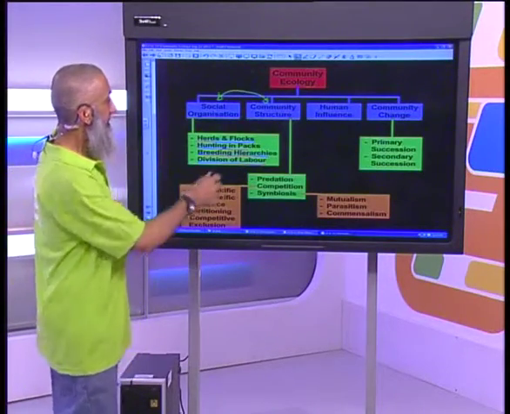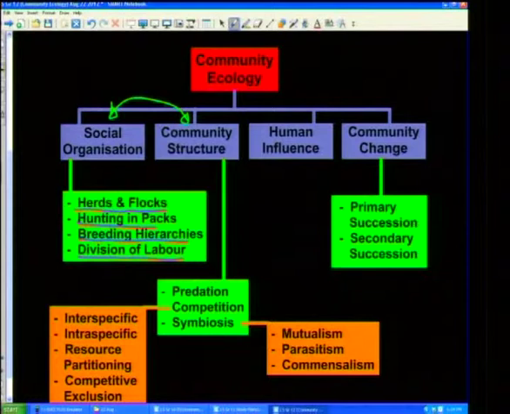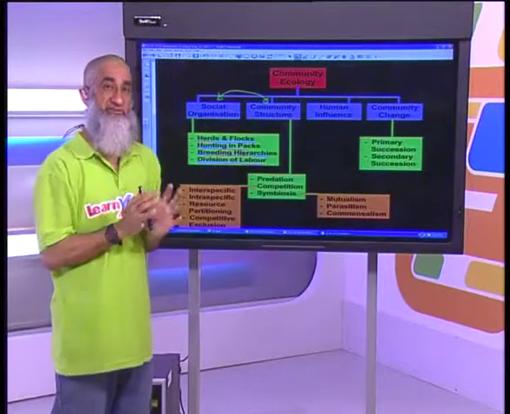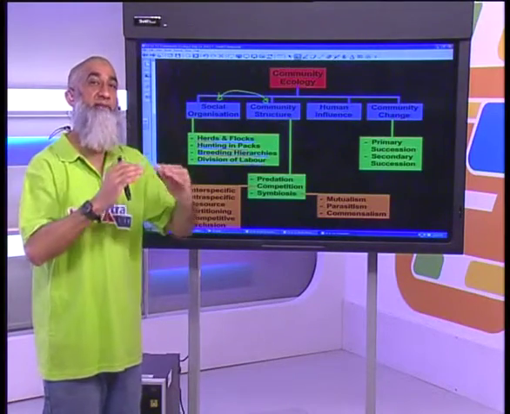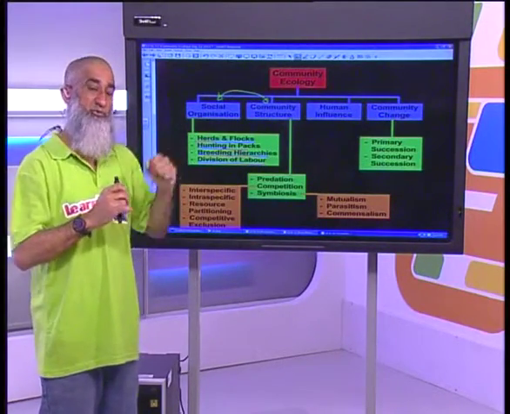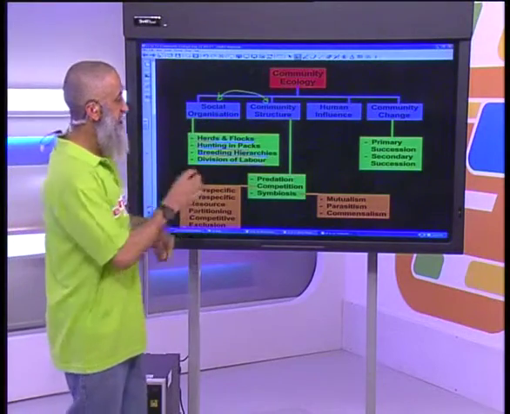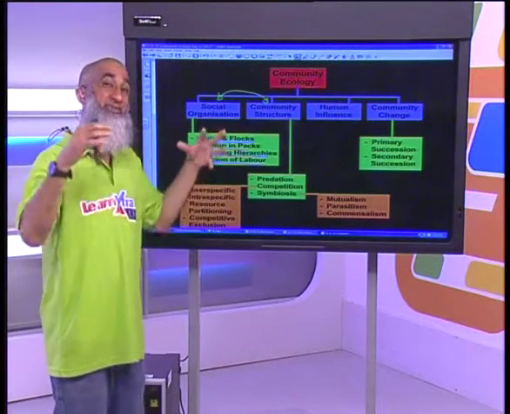Okay? Next one is community structure. Now look how this one differs from this one here. Here we are talking about how the population is organized to make them survive or to make them proceed without harm. Community structure is what is happening within that community.